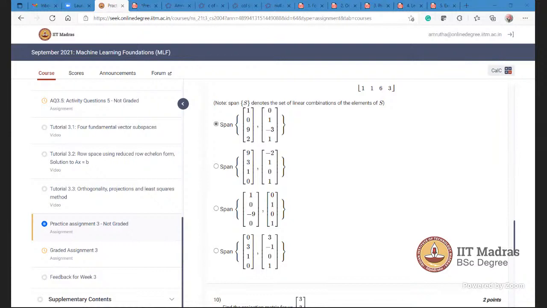Abhinandan, can you comment on it? Prashant, we cannot comment as of now.